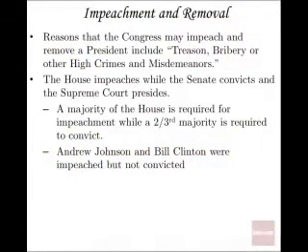Now, impeachment versus removal, I've gone over this, but again, this affects the presidency as well. So the reasons that Congress may impeach and remove a president include treason, bribery, or other high crimes and misdemeanors. Now, does that include lying to a grand jury? Or maybe not lying, but not telling the complete truth to a grand jury? Is that treason? Probably not. Is that bribery? Not quite. Is that high crimes and misdemeanors?